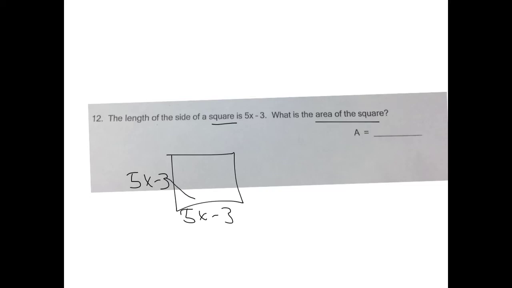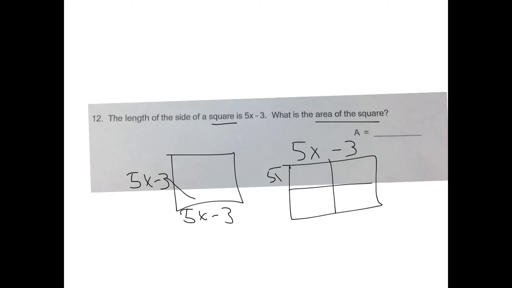The length of a side of a square, so I'm going to draw a square, is 5x minus 3. So it's 5x minus 3. We're supposed to find the area. We find the area by multiplication, so we're going to multiply these, which is our box method problems. So 5x minus 3 times 5x minus 3.